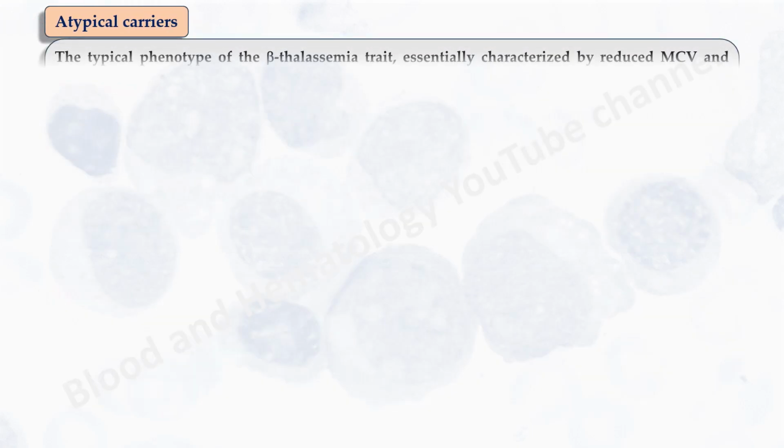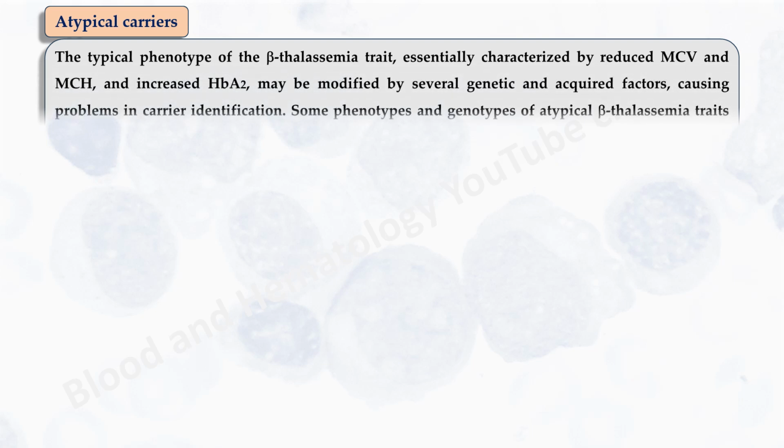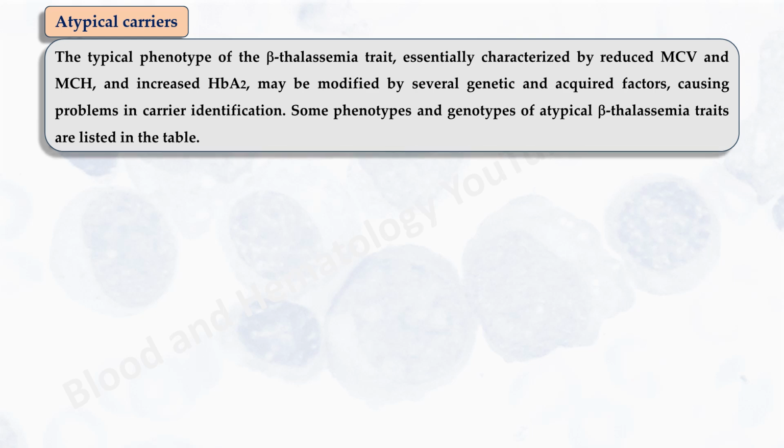The typical phenotype of the beta-thalassemia trait, essentially characterized by reduced MCV and MCH, and increased hemoglobin A2, may be modified by several genetic and acquired factors, causing problems in carrier identification. Some phenotypes and genotypes of atypical beta-thalassemia traits are listed in the table.